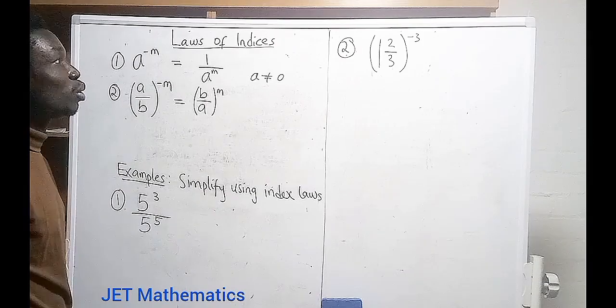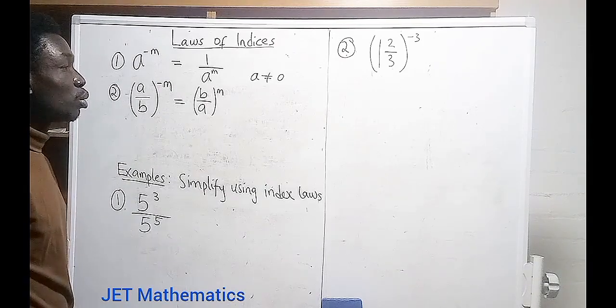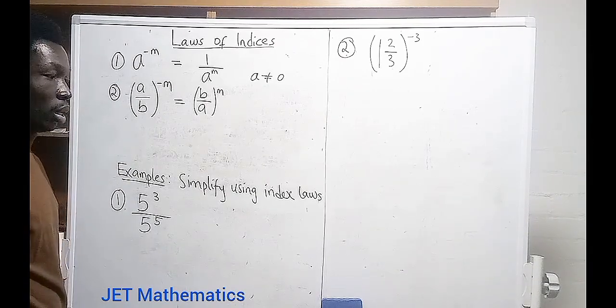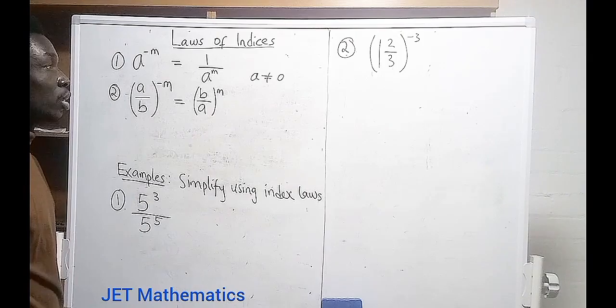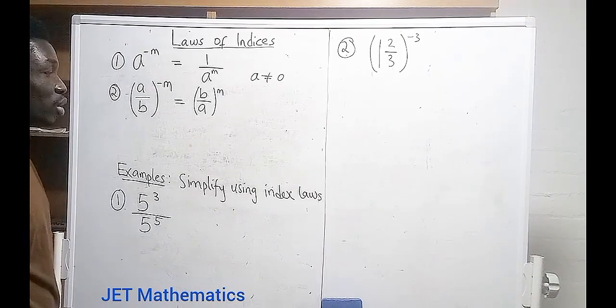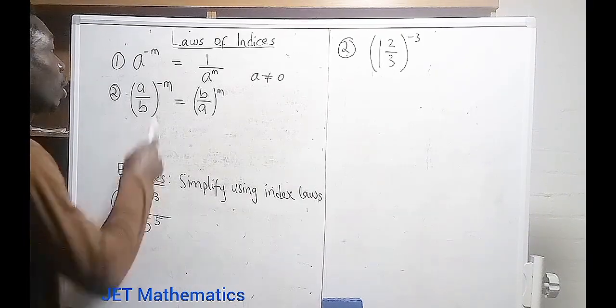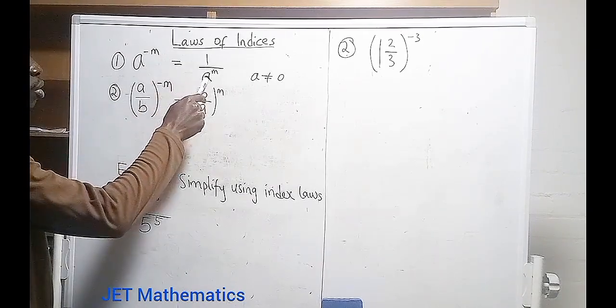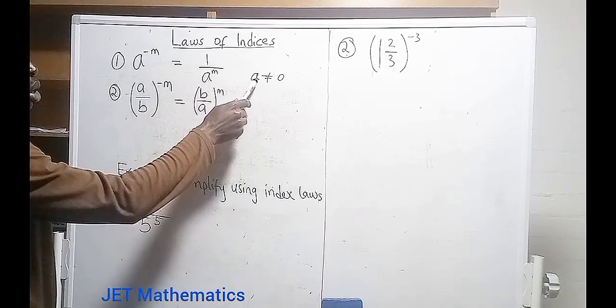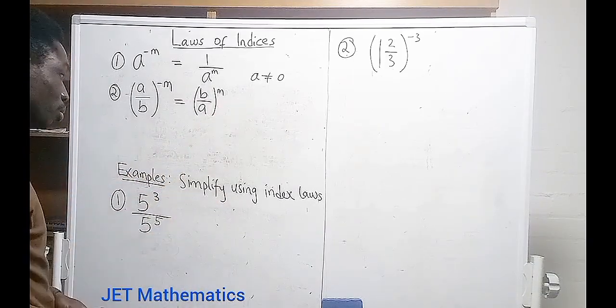Today, in this video, we'll be looking at two laws. In our next video, we'll look at some other laws. So in this video, we'll be looking at the law: a raised to the power of minus m is equal to 1 over a to the m. a must not be equal to 0.